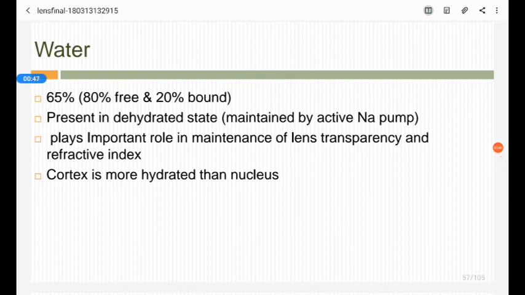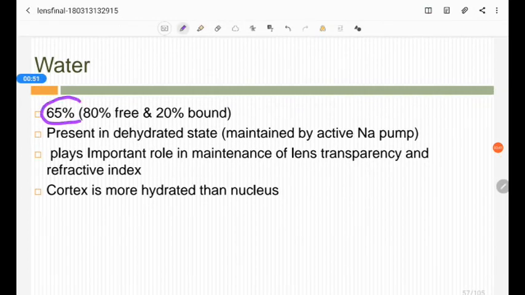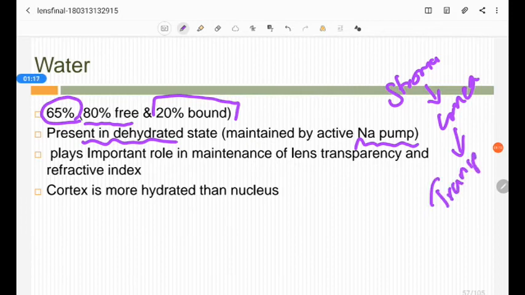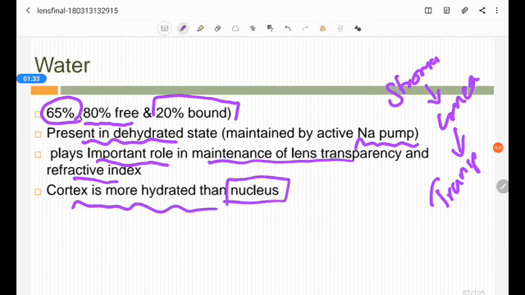With regard to water, which is 65%, 80% is in the free form and 20% is in the bound form. It is actually present in a dehydrated state that is maintained by the sodium potassium pump, just like in the stroma of the cornea, which maintains the transparency of the cornea. Again, here also it is the sodium pump that plays an important role in maintaining the lens transparency and the refractive index. With relation to the nucleus, the cortex is more hydrated than the nucleus.